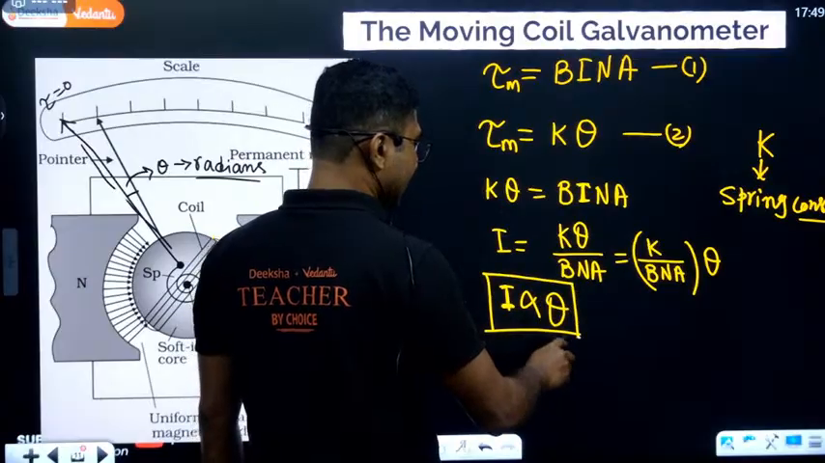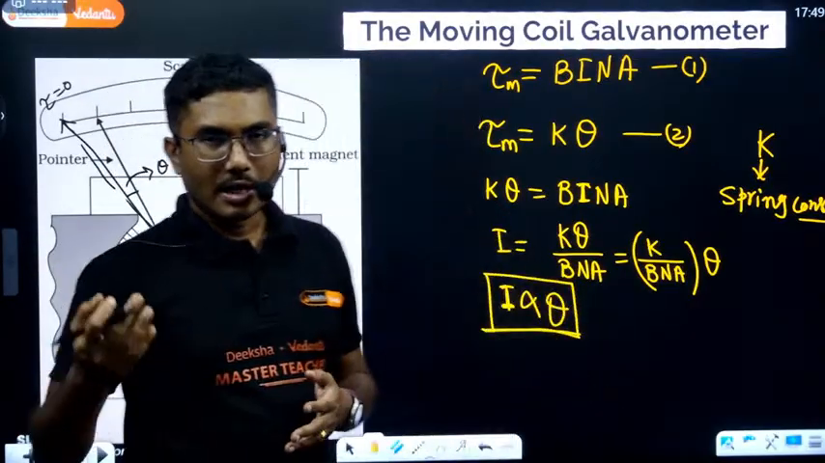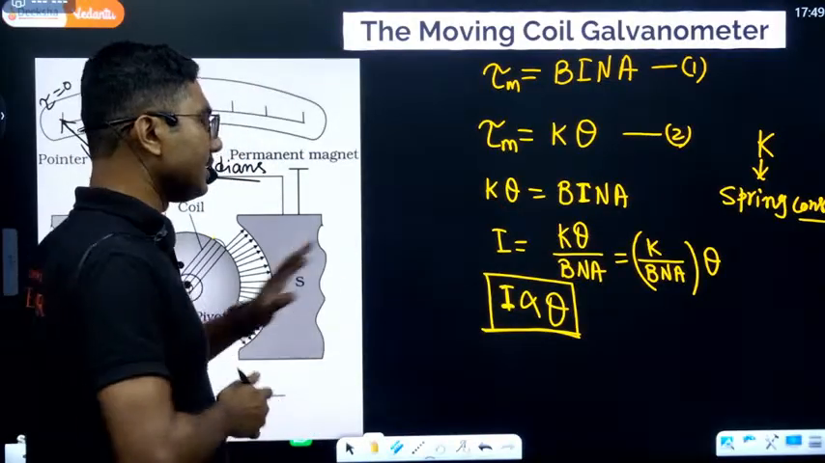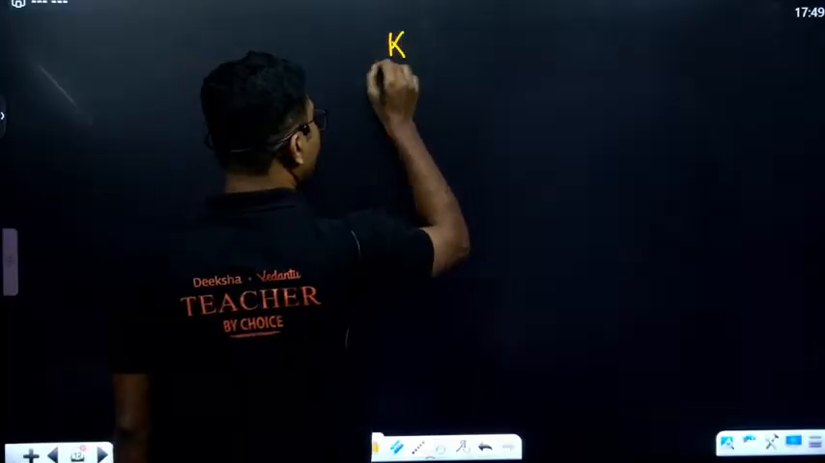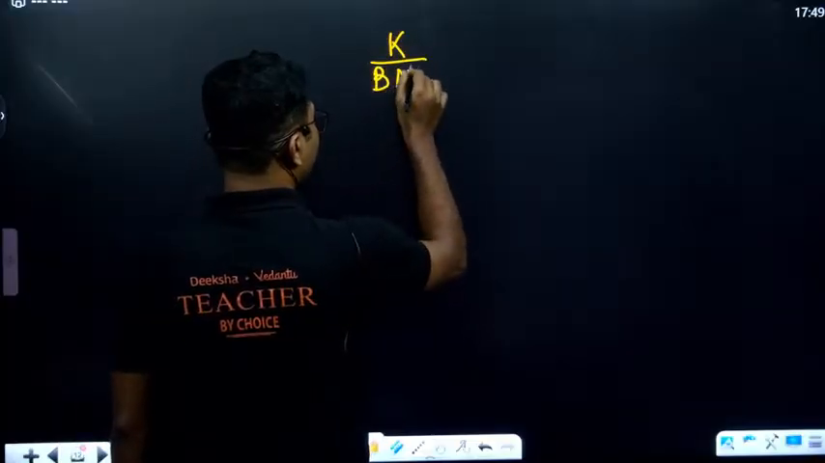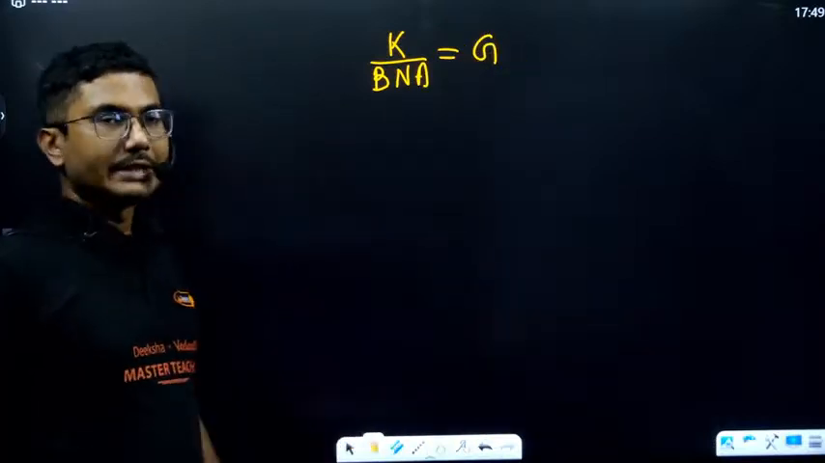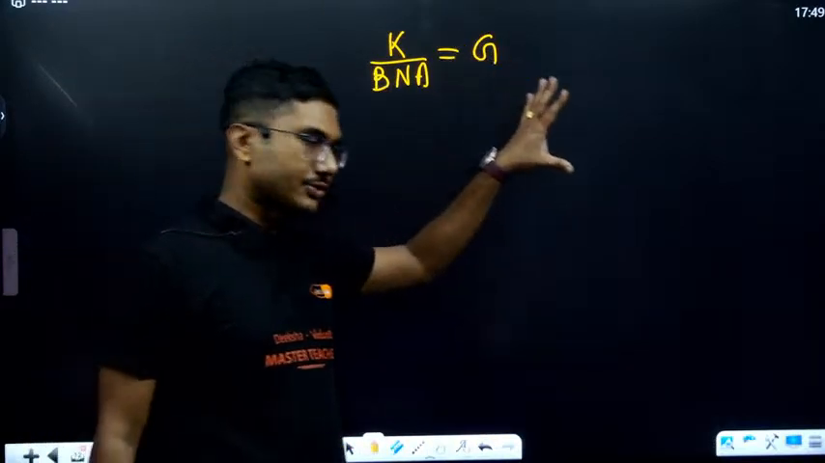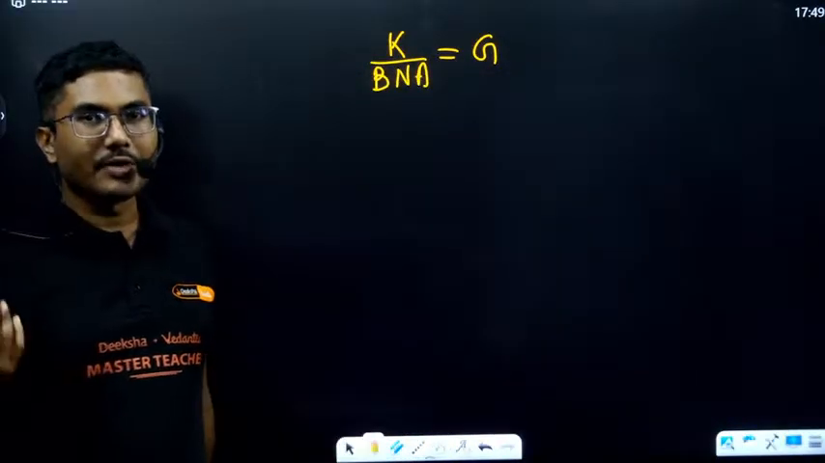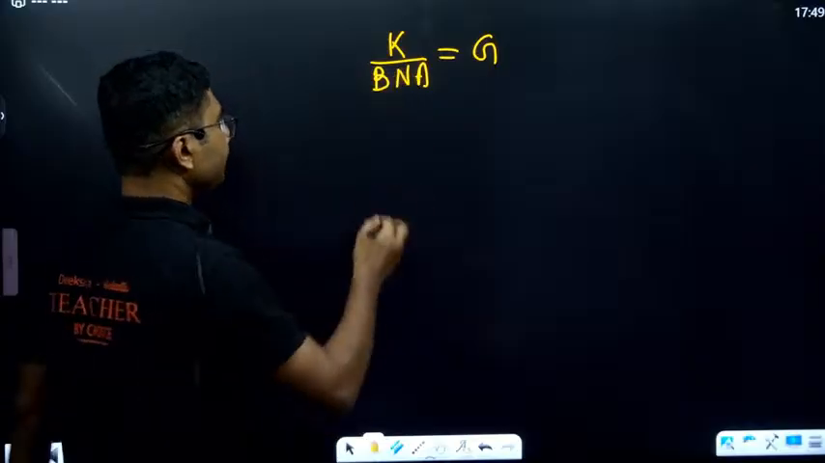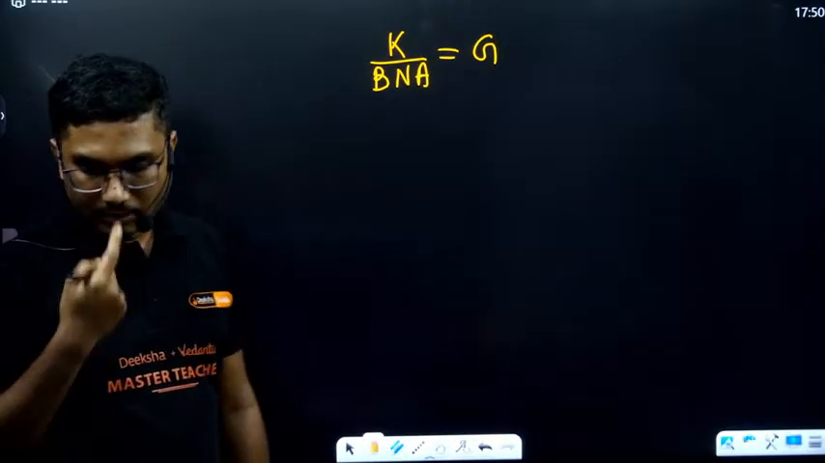But a galvanometer as only a galvanometer is not super good as a device to measure current. Now a few things that we need to discuss after this: the constant K divided by BNA. This is the galvanometer constant, denoted by symbol G. For a given galvanometer, this is a constant. You will do an experiment where you actually find this constant value.